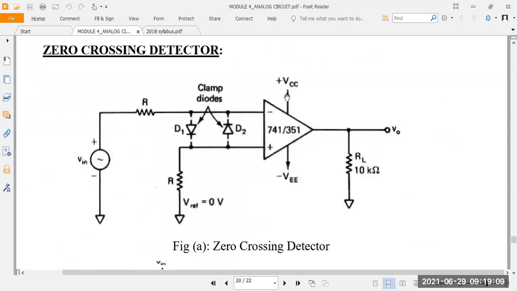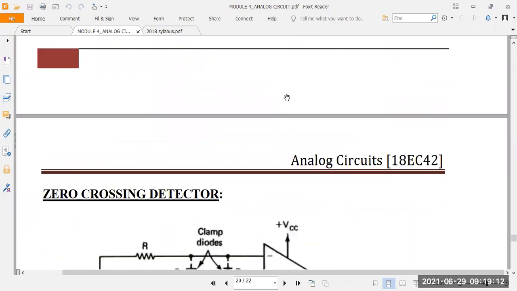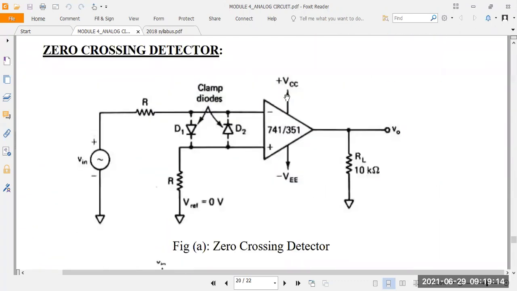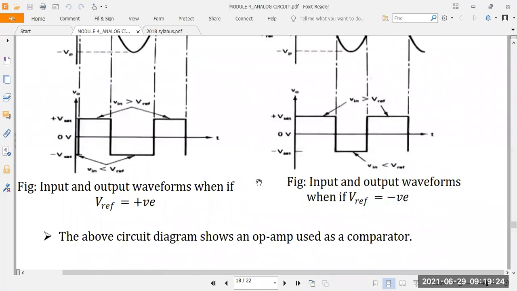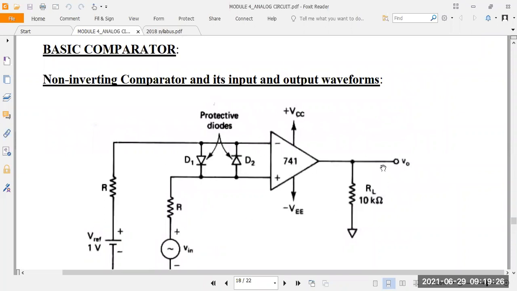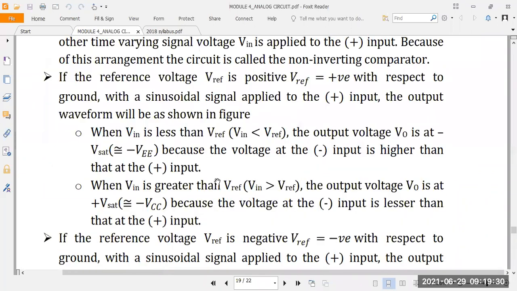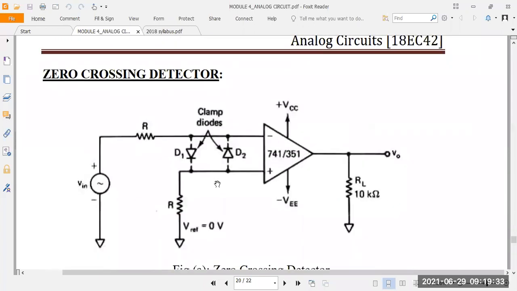So next you take the zero crossing detector. This is the circuit diagram. Same as the comparator, the same circuit diagram you have to take here, but there is a small change in the input. What is that change?